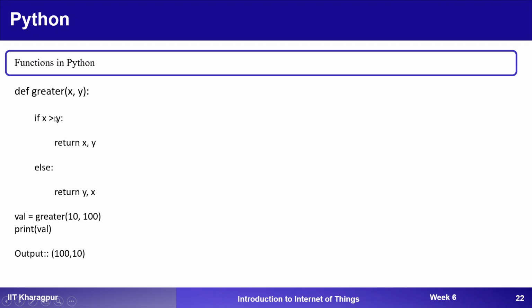For example, here we have defined a function greater, which is taking two parameters x and y. So if your x is greater than y, then your function is going to return x comma y, meaning it is going to return two variables instead of one. And if your y is greater than x, then it is going to return y comma x. For example, here we have called your function greater with 10 and 100. Now x is your 10 and y is your 100, right? Now your x is not greater than y, so the else condition is true. So what will be returned? It will return 100 comma 10. So your value will be 100 comma 10.